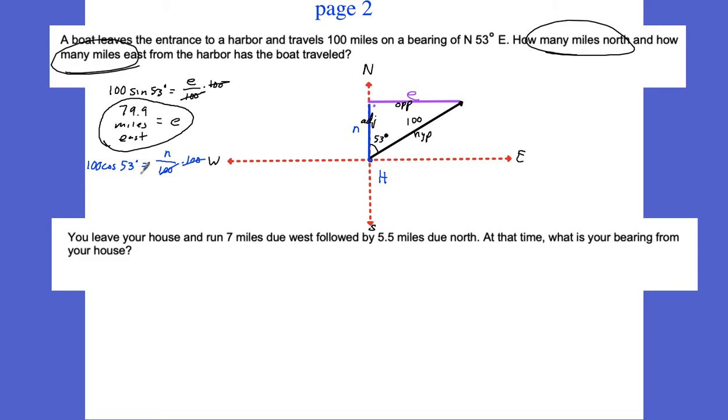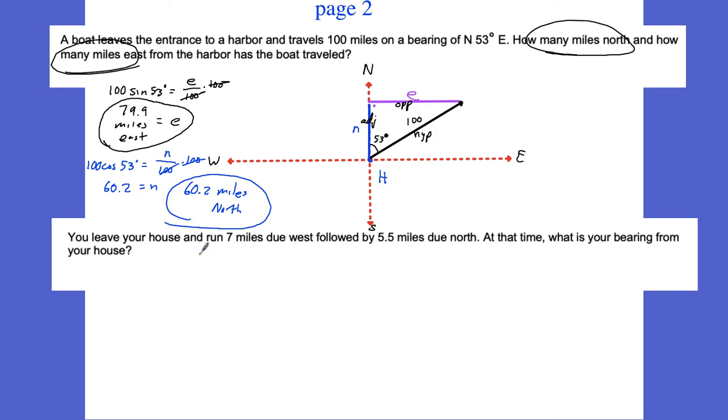Enter this in the calculator, 100 times the cosine of 53 degrees, and we get 60.18 or 60.2. So 60.2 equals n, so that's 60.2 miles north. So those are our two answers, 60.2 miles north and 79.9 miles east for this particular bearing problem. Okay, now let's reset and take a look at the next one.